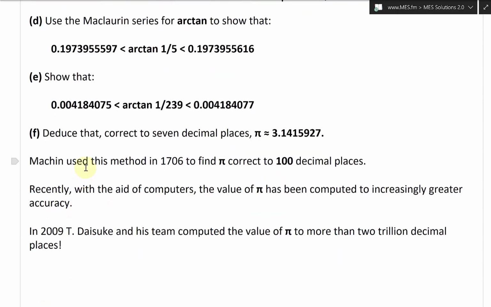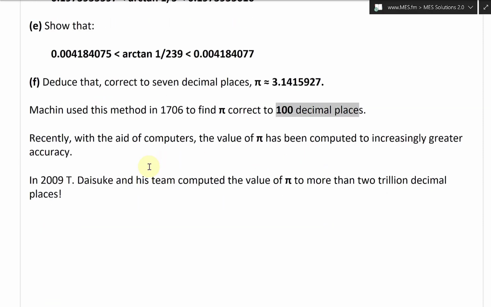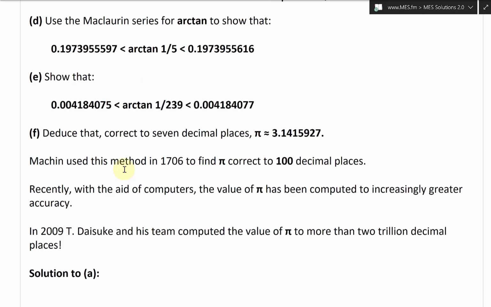Machin used this method in 1706 to find pi correct to 100 decimal places. Fascinating. So recently, with the aid of computers, the value of pi has been computed to increasingly greater accuracy. In 2009, T. Daisuke and his team computed the value of pi to more than 2 trillion decimal places. Fascinating. Alright, so now let's take a look at the solution to part A.